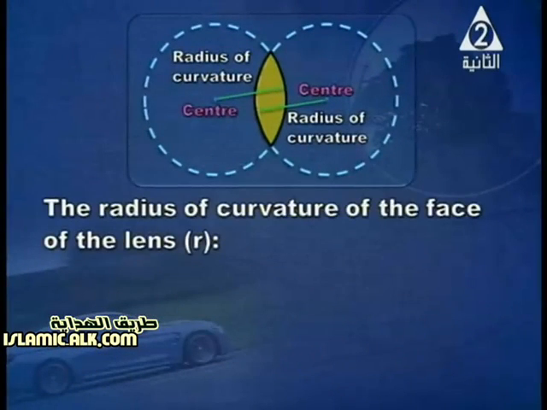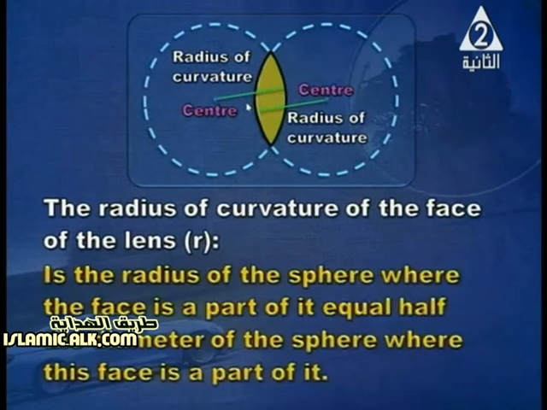The radius of curvature of the face of the lens, abbreviated by R, this is the radius of curvature, is the radius of the sphere where the face is a part of it, equal to half the diameter. We know that the radius of the sphere is half the diameter of this sphere.